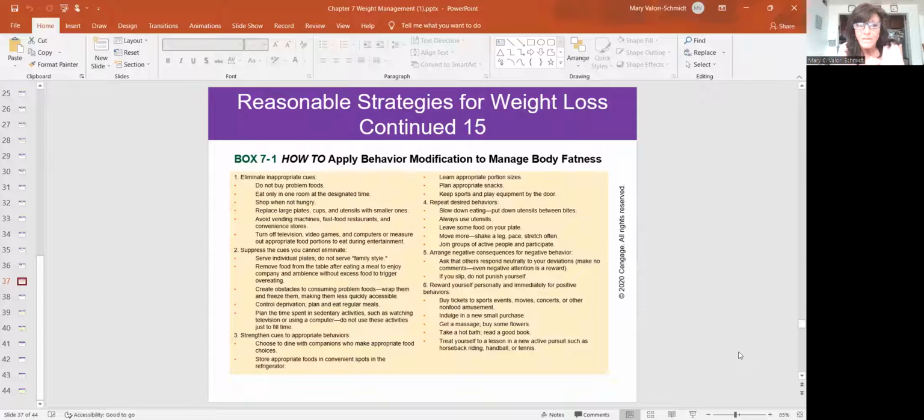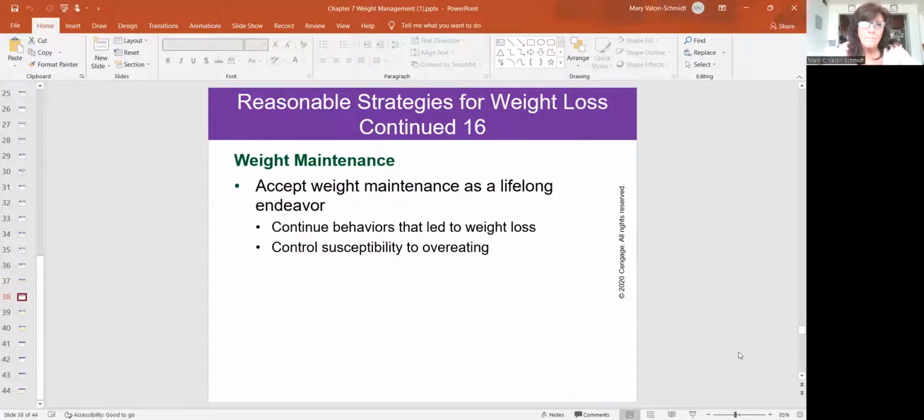Portion sizes, try to stay away from vending machines. Don't go food shopping when you're hungry. There are lots of things, so take a look at that.